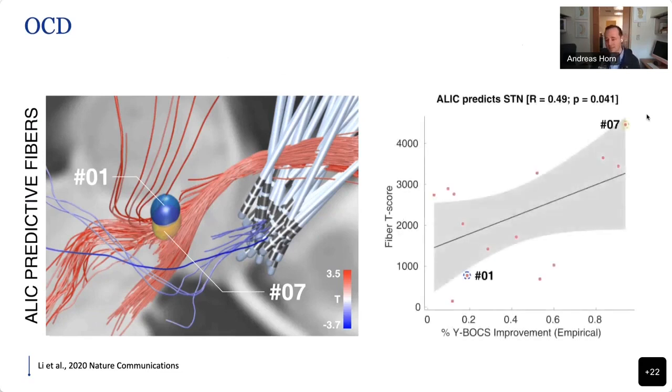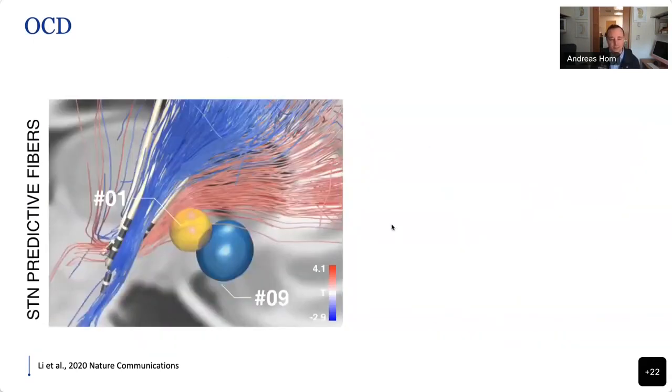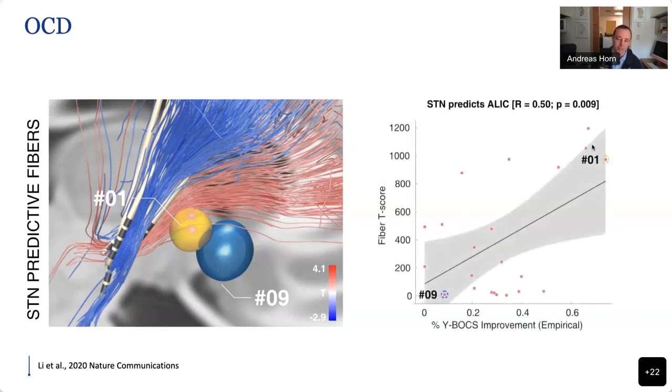And does that correlate with clinical improvement? And it does. So this is the Y-BOCS improvement of obsessive compulsive symptoms. These are the fiber scores. We can do the reverse as well. We now calculate it just based on the subthalamic nucleus cases. These are the stimulation volumes of the ALIC cases. And again, this correlates quite nicely. So the more they hit this tract, the better.